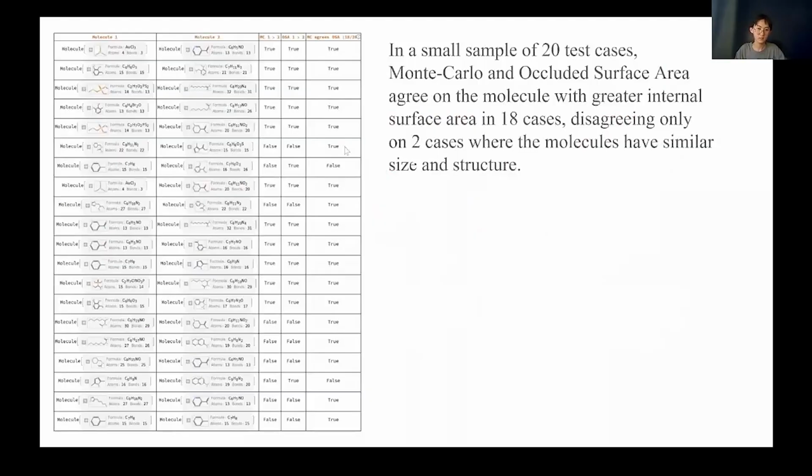And finally, as a bit more of a physical comparative analysis, we chose 40 molecules and we lined them up in pairs of 2, and we found the approximated internal surface area for Monte Carlo and for occluded surface area for both. And Monte Carlo and occluded surface area agreed on which one had the bigger internal surface area in 18 out of our 20 cases.